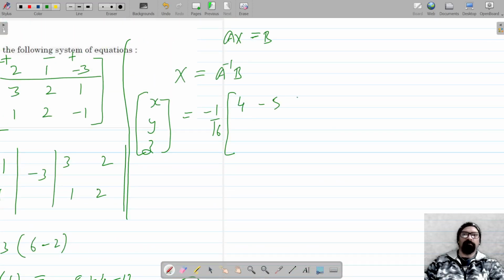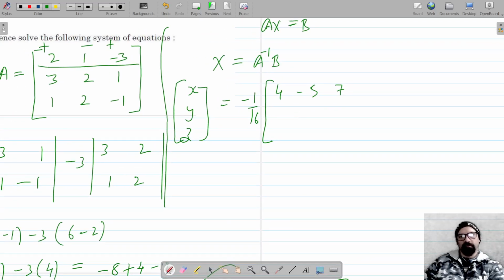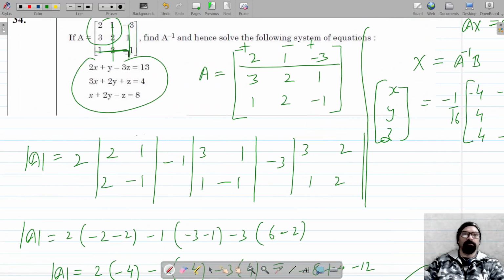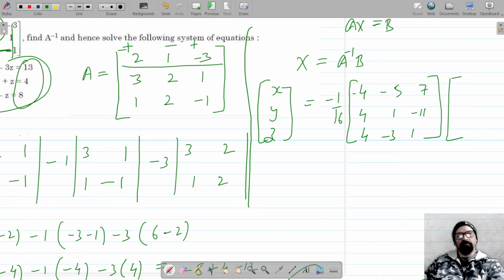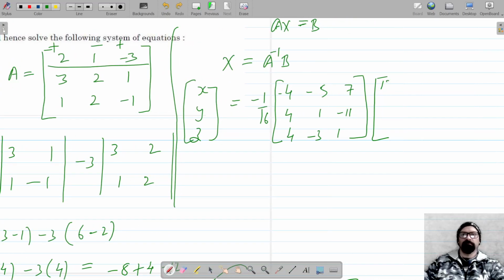So A inverse is negative 4, negative 5, 7, 4, 1, negative 11, and then 4, negative 3, and 1. This has to be multiplied with the value of B. Now the matrix B is the matrix formed by the constants, that is 13, 4 and 8. So let's multiply this and we will get the value of x, y and z.